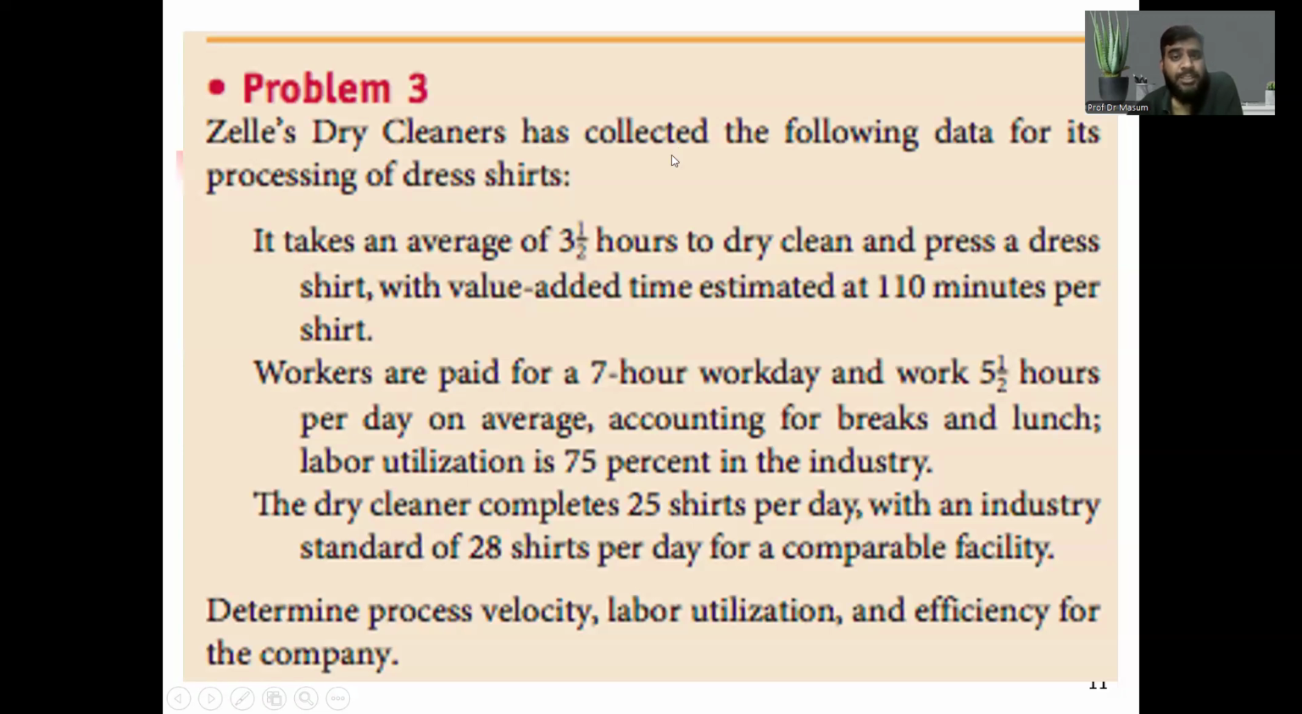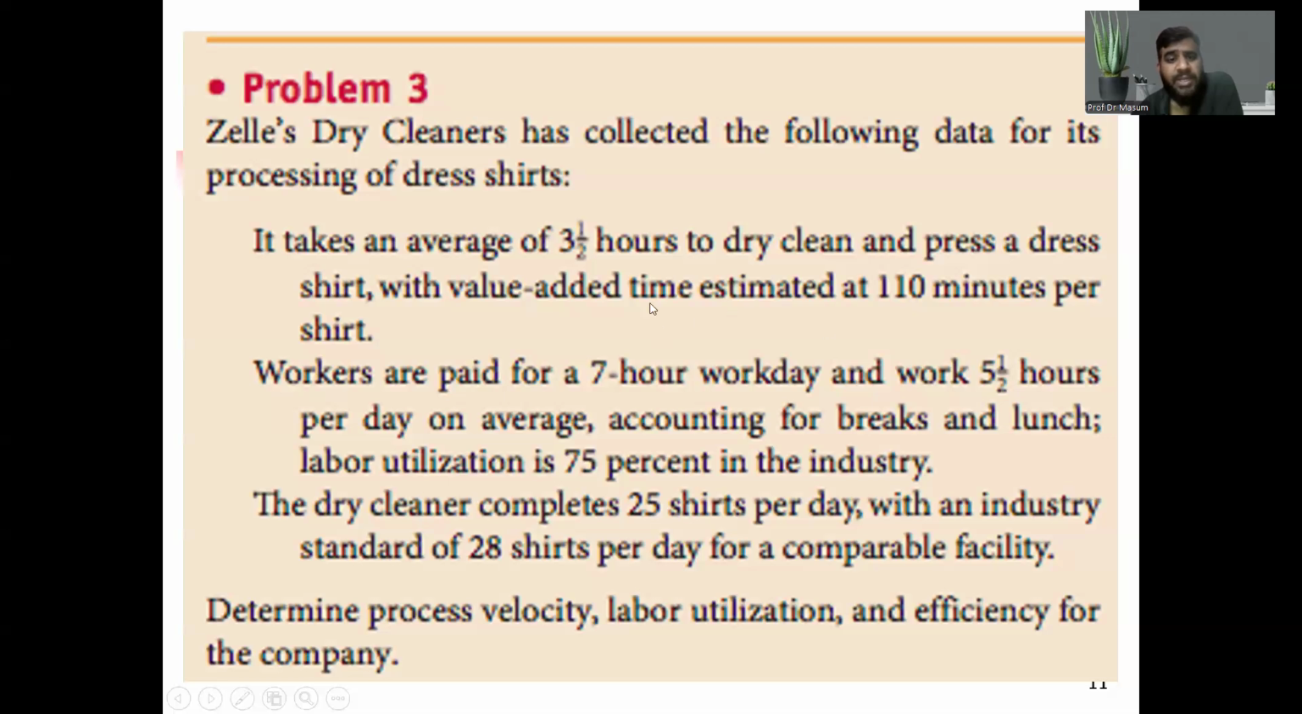Jelly's Dry Cleaners. Jelly's Dry Cleaners has collected the following data for its processing of dress shirts. It takes an average 3.5 hours to dry clean and press a shirt, with value added time 110 minutes per shirt. So what is the process velocity? Here, the average time is 3 hours and 30 minutes, isn't it? 3.5.